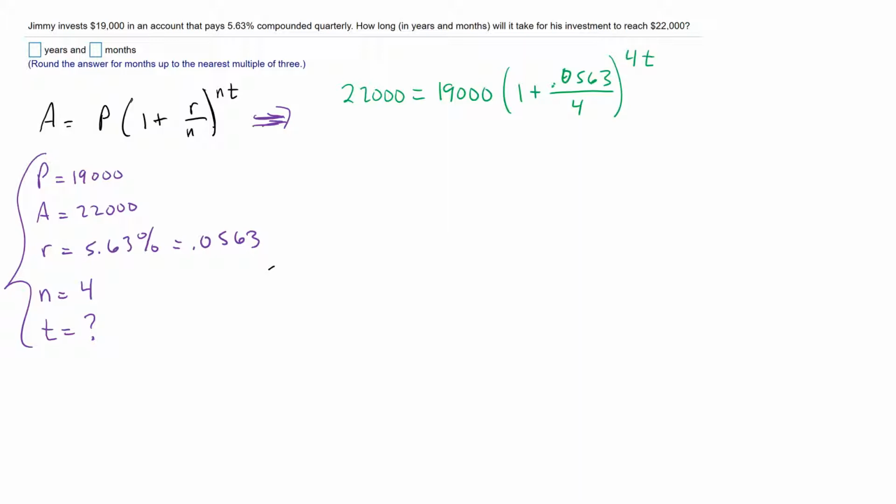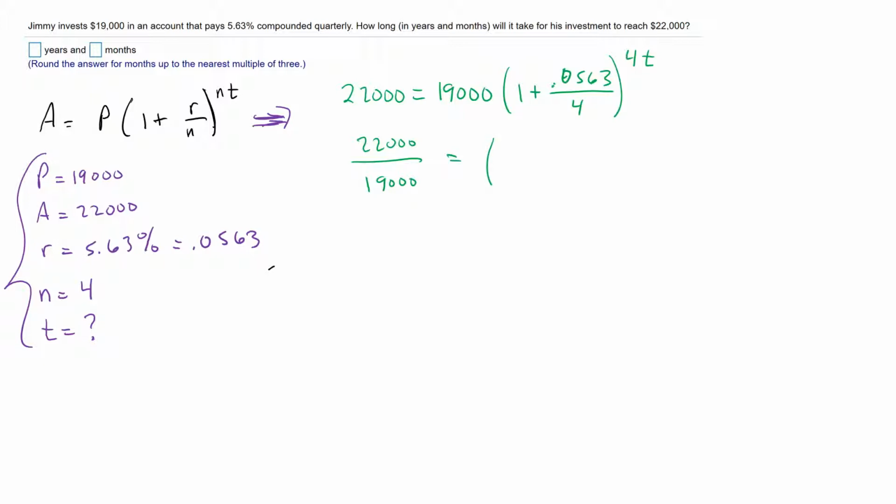This is an exponential equation that we need to solve since the t is in the exponent. To solve an exponential equation like this, we're eventually going to natural log both sides. That way I can take advantage of the power property of the logarithm and move the 4t down. But on the first step, I'm going to do two things. I'm going to divide both sides by 19,000, and I'm going to simplify in the parentheses.